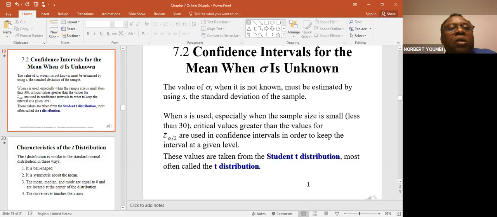Now, if sigma is unknown, we will need another type of distribution, which is called the t-distribution. And for the t-distribution, we will use T alpha over 2. The t-distribution is the value taken from the Student t-distribution table with degrees of freedom equal to n minus 1 for the mean.